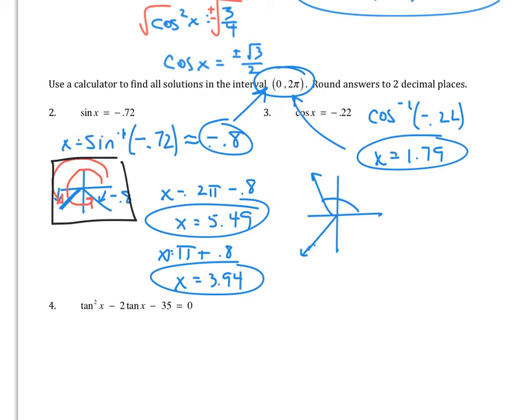So remember that that's also 1.79 this direction. So one of the things that we can do in order to get this second angle measure is we can do 2 pi minus 1.79 to get our second x value, which is roughly x is equal to 4.94.